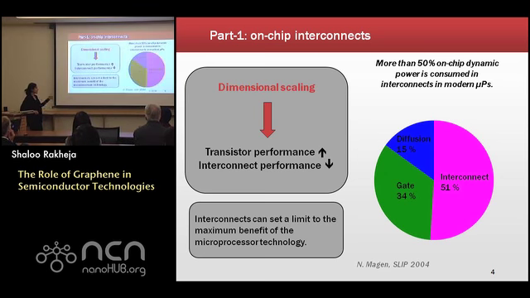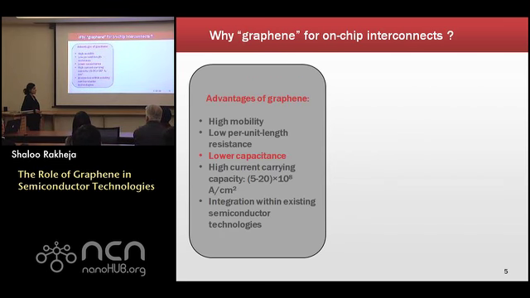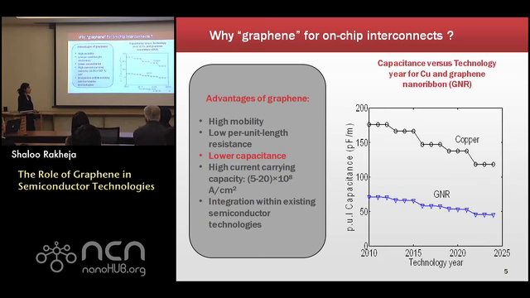Okay, so interconnects do place latency and power demands in the microprocessor technology, and graphene can actually play a role over there because of several of its advantages like high electron mobility, low per unit length resistance, and lower capacitance. It has a very good current carrying capacity, and it can be integrated within existing semiconductor technologies. Here's a plot that shows per unit length capacitance versus technology of both copper and graphene nanoribbons, which I acronym as GNR. So every time I use GNR, it stands for graphene nanoribbons. And you can see that the per unit length capacitance of graphene nanoribbons is much less than that of copper, and therefore you can implement low power interconnects with graphene ribbons.